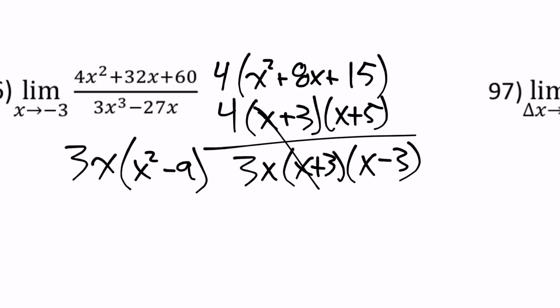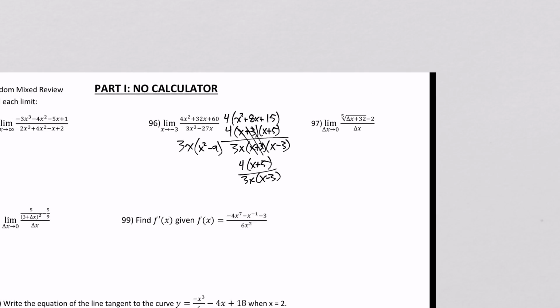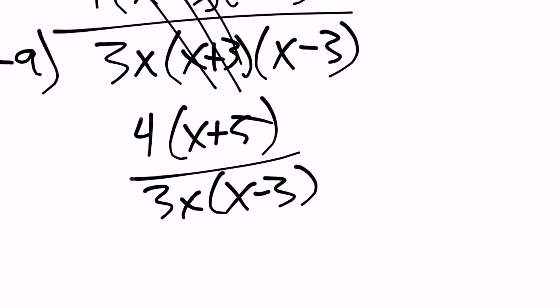And then we can see that hole is gone, so you're left with 4x plus 5 over 3x times x minus 3, which is the same thing we got the other way. It's probably just easier to factor it. But you get that, you plug in -3, and again you get 4 over 27.